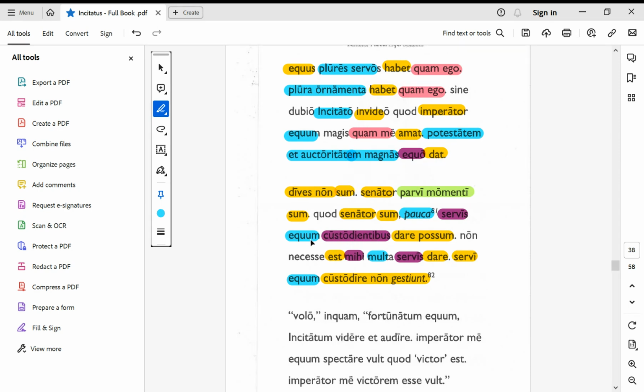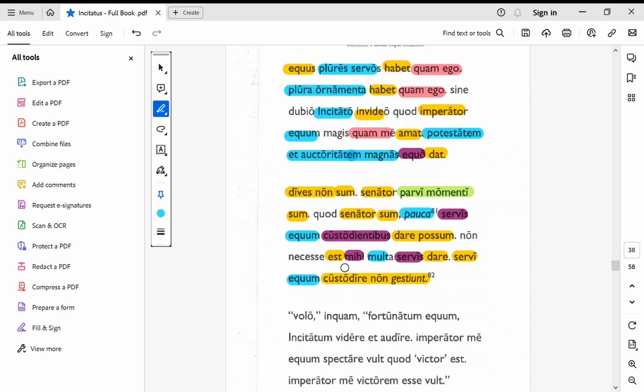Equum is a direct object here, and we're saying I'm able to give a little to the slaves guarding. Well, what are they guarding? They're guarding the horse. And here, horse is accusative because it's receiving the action of guarding. And that's what's called a participle phrase. So you could just say the slaves guarding, to the slaves guarding, servis custodientibus. But if you wanted to say what they were guarding, then you just slap equum onto it.